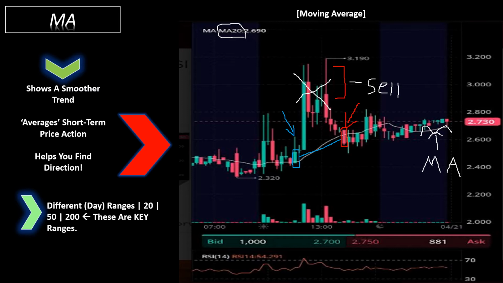This here is a 15-minute chart intraday, and this is a 20-day moving average. And I find that the 20-day moving average is just long enough to show a reliable trend in the price, but also just short enough to show you the aggressive price action associated with the stock intraday.